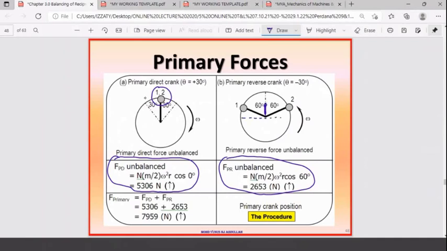Because you have F cos 60, and you have another one, F sin 60. This one will be F sin 60. What about this force? We call it the axial force. What happened to the axial force here? Could anyone tell me?